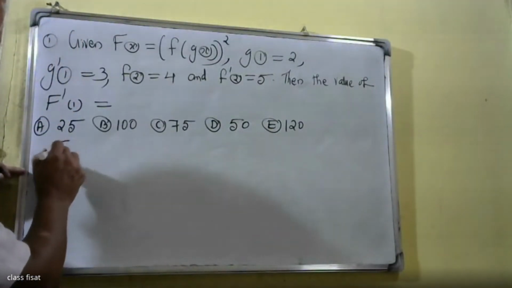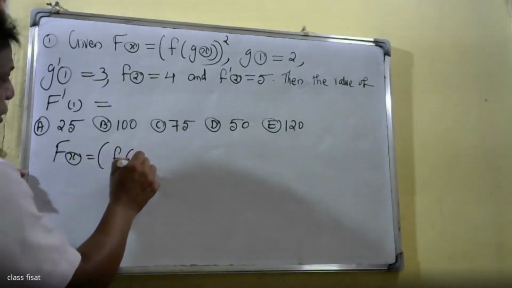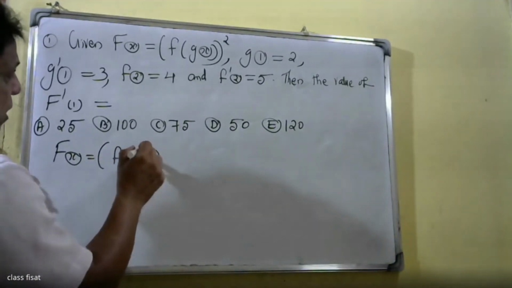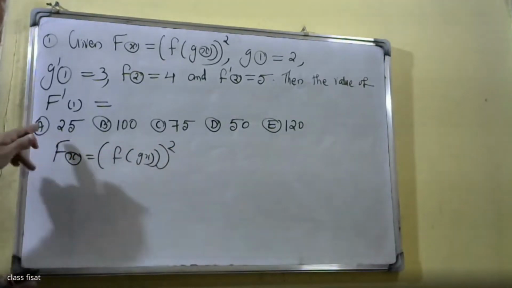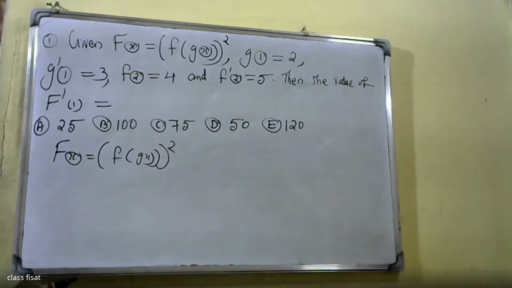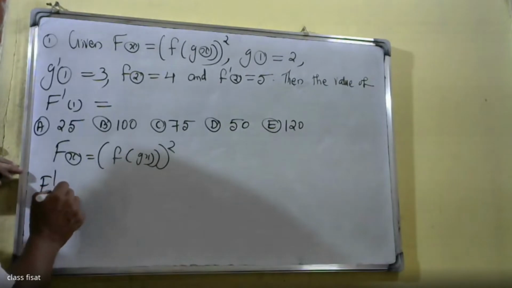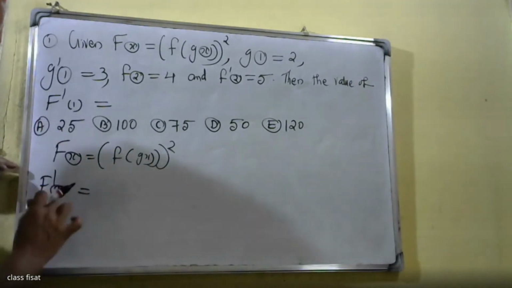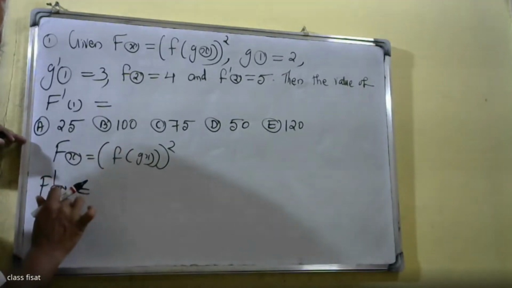F of x is equal to f of g of x the whole square. That's our function. But we have options for the answer, so we can check which option is correct. No problem. We have to differentiate f dash x, and then find f dash 1.